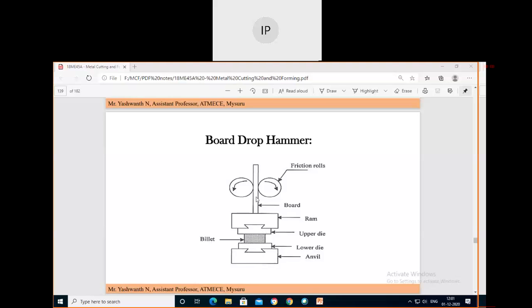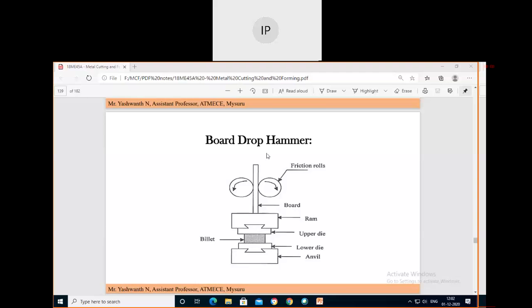See, this is the arrangement of all the components. The upper die is fixed on the ram, and this vertical line we call the board. It is in between two frictional rolls. These rolls are used to lift the ram up and down. So in a board drop hammer, the upper die is attached to the ram while the lower die is attached to the anvil. The ram is attached to the board, which the frictional rolls move up and down.